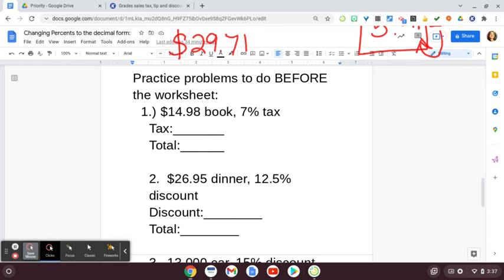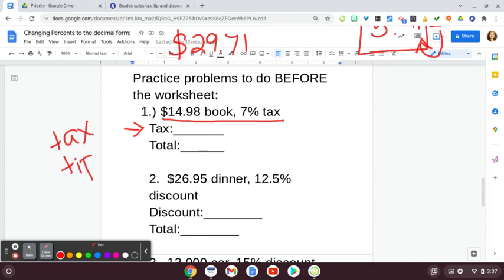On your practice sheet or on your graded worksheet that you're going to see in just a few minutes, I wanted to go ahead and do some practice problems. So that way you can kind of see exactly what I need from you in order to solve these properly. Okay. So if you take a look at number 1, it'll just give you the information and what the tax is. Some of them might be taxes, tips, or the discount. So it's really important that you pay attention.